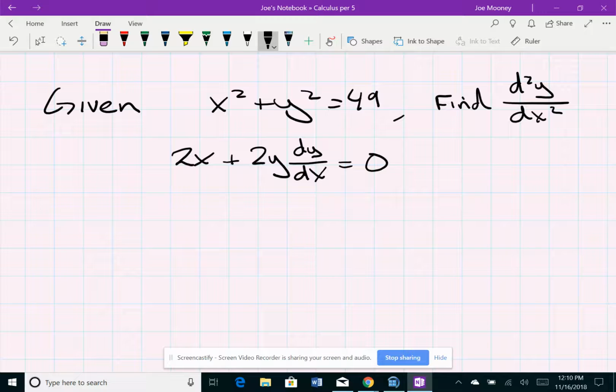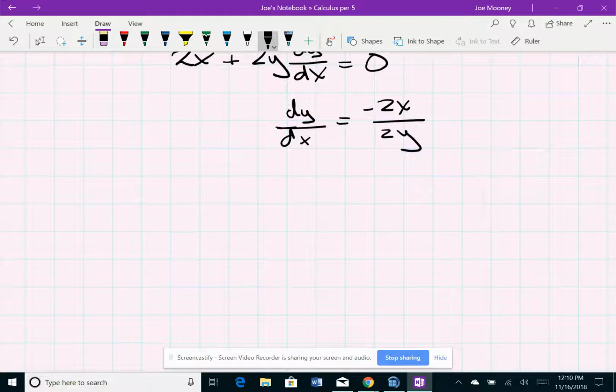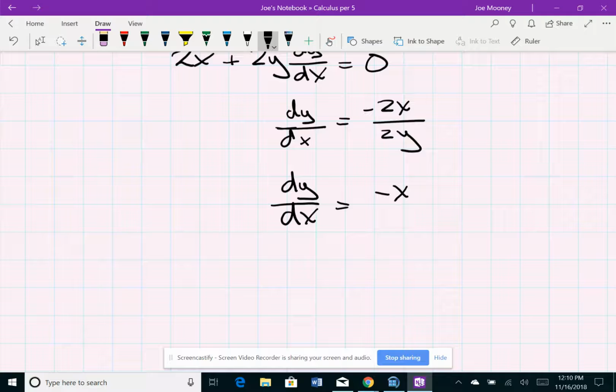Let's just get everything away from the dy dx and solve for it. So that's going to be negative 2x over negative 2y. No, over a positive 2y, I'm so sorry. dy dx. You and I can see we're going to cancel out those twos, and we're with the first derivative. Nice and easy. Negative x over y. Okay, we're done with the first derivative.